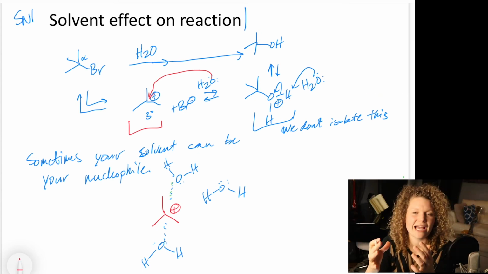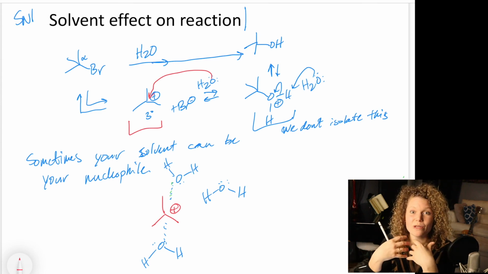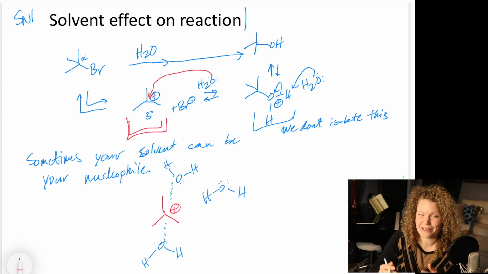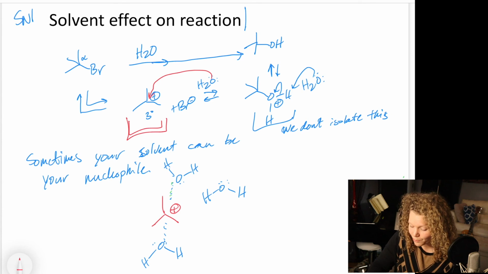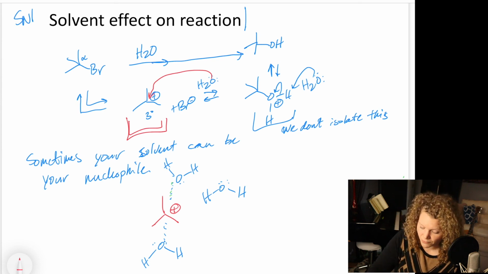So in SN1 reactions, we make a very high energy intermediate, the carbocation. So for SN1 reactions, we need more stability. We need to be sure that we can actually make the carbocation. By having a polar protic solvent in SN1 chemistry, this is going to lower the energy of that transition state so that it's a little easier for it to form. So for SN1 chemistry, you're going to be using polar protic solvents.